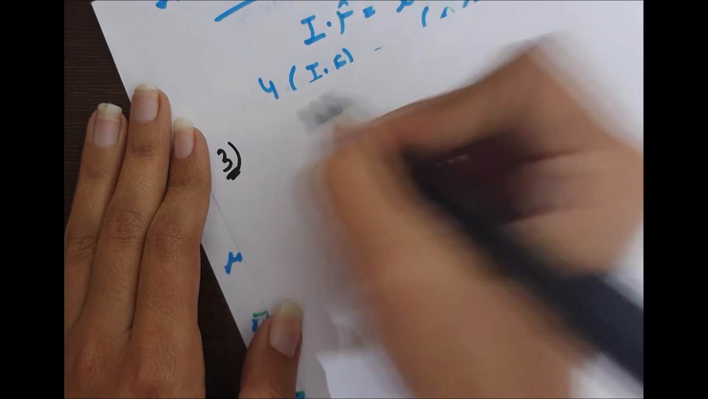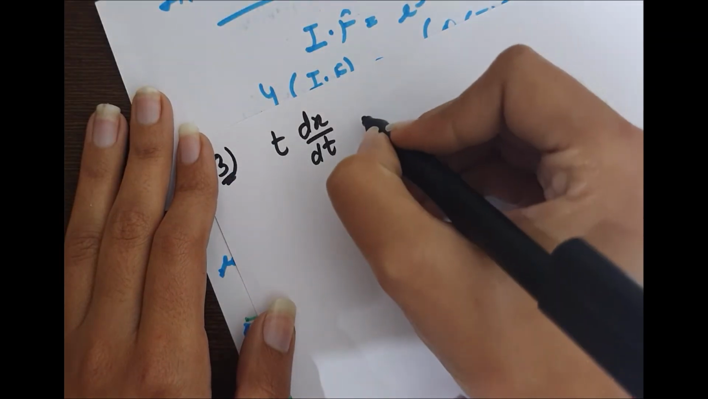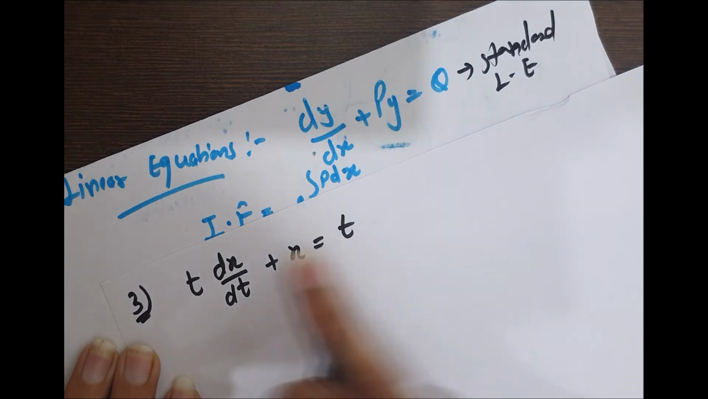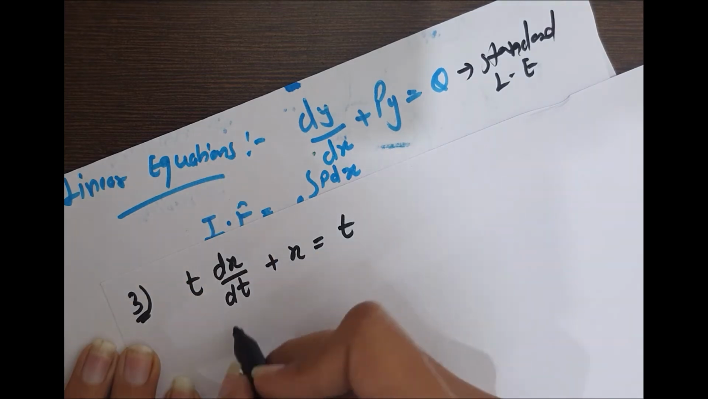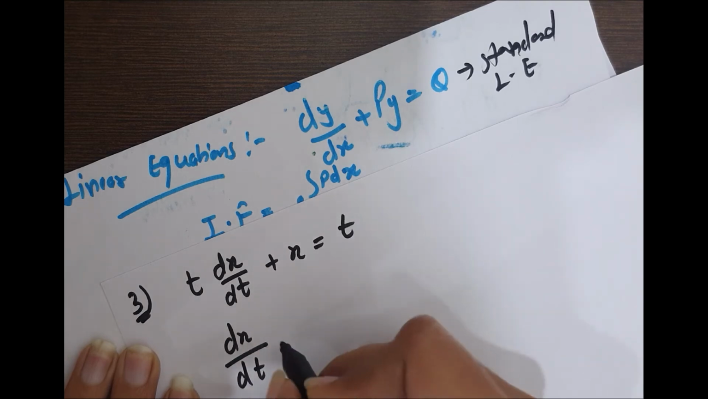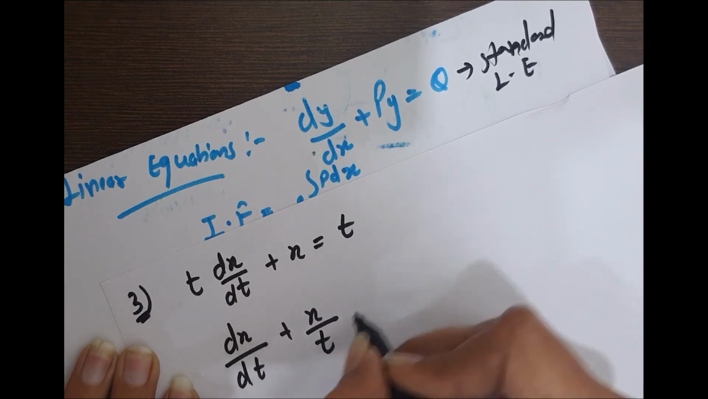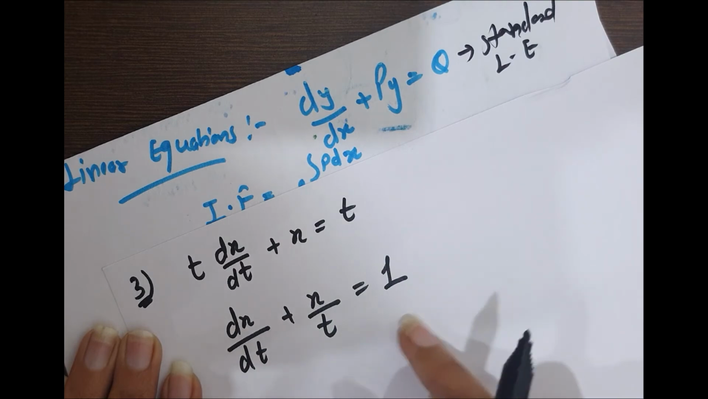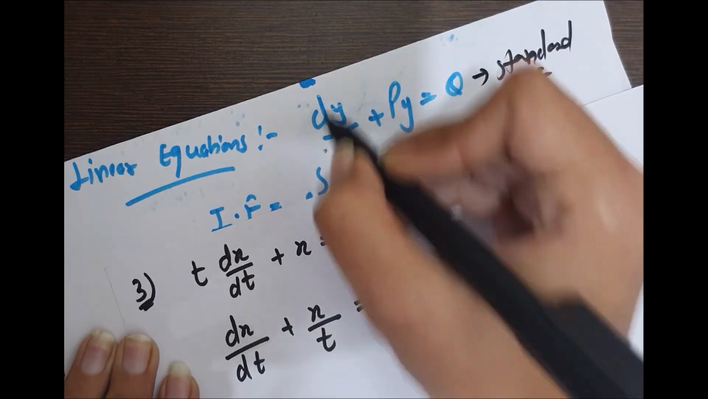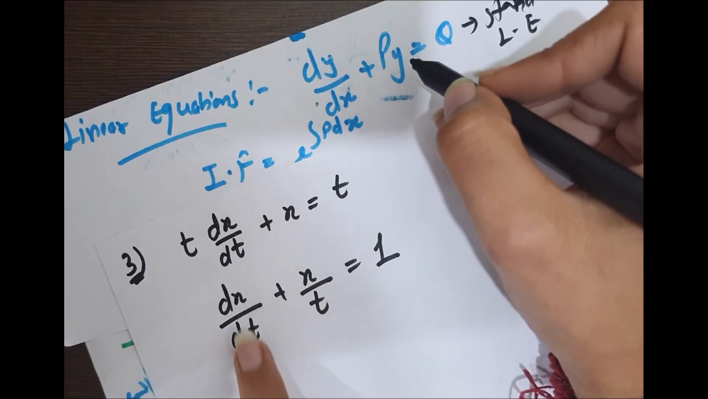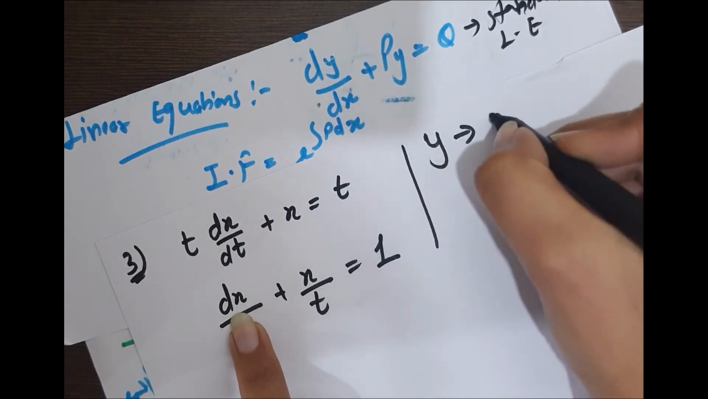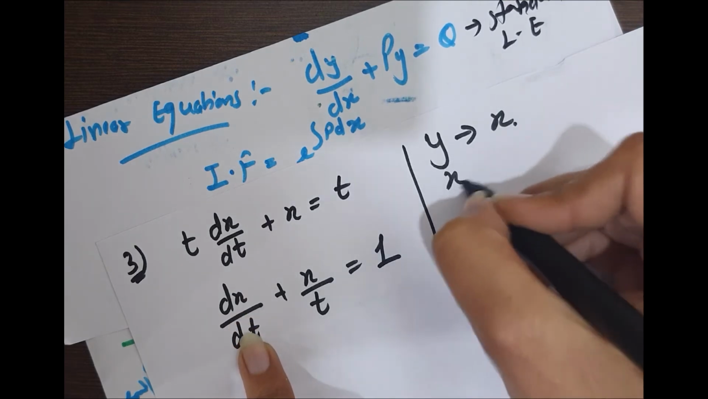Now, here is the third question. So this equation is not following the standard linear equation, so we have to convert this equation into standard linear equation. For this we have to divide by t. Now you can see this equation is following the standard equation rules. Here dy by dx is dx by dt. Here if x is y, here y is x and x is t.